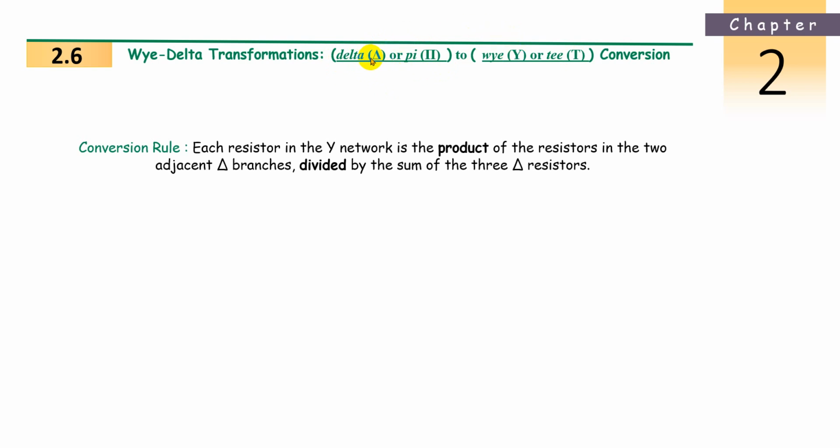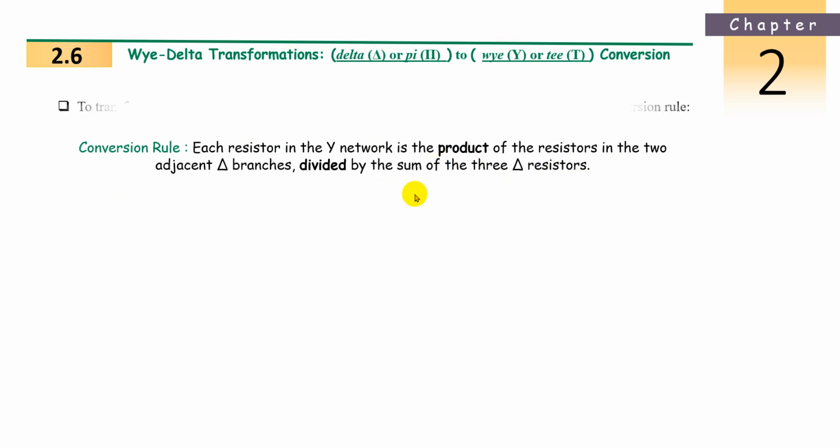Here in delta there are 3 resistances, and in Y also 3 resistances. We are just converting from one fashion to the other. Now what is the definition? Each resistor in the resulting Y network is the product of the resistors in the two adjacent branches divided by the sum of the 3 delta resistors.